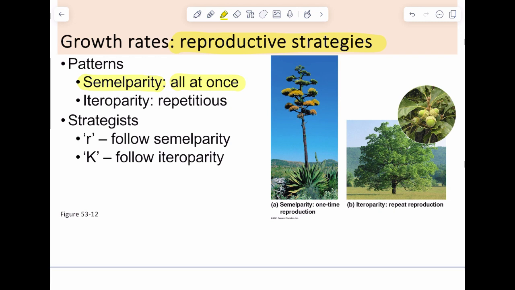How many times do female octopuses reproduce? Once. Once the eggs start to hatch, what happens to her? She dies. She's a one and done. That's semelparity. You get one shot and only one shot at this. After that, death.